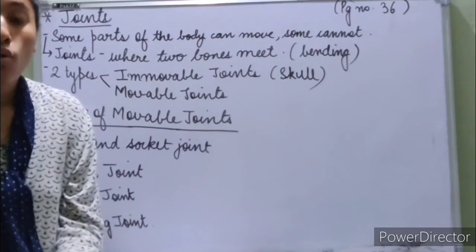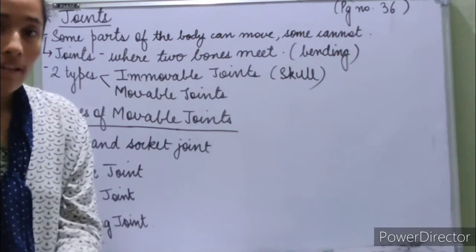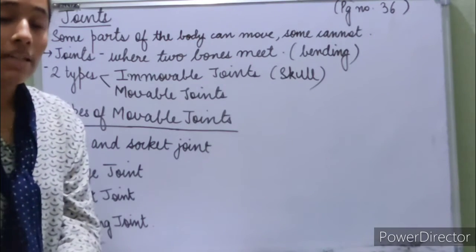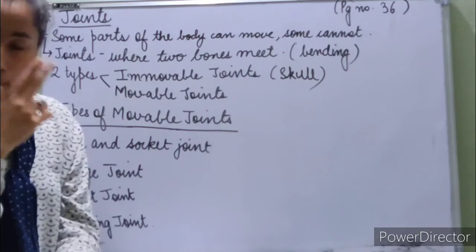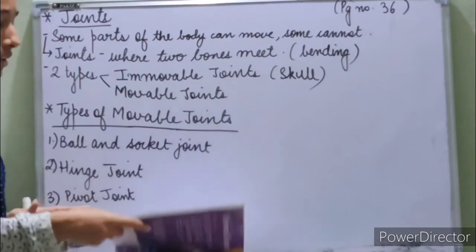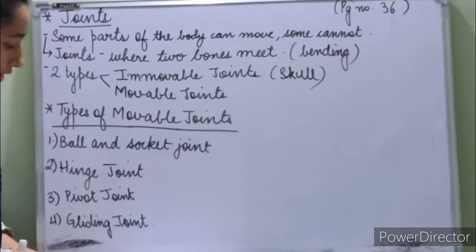Even with our knee, we can only do an up and down movement, and elbows similarly. So we can only do an up and down movement in one direction with the help of our elbows. So all of these are examples of hinge joints.